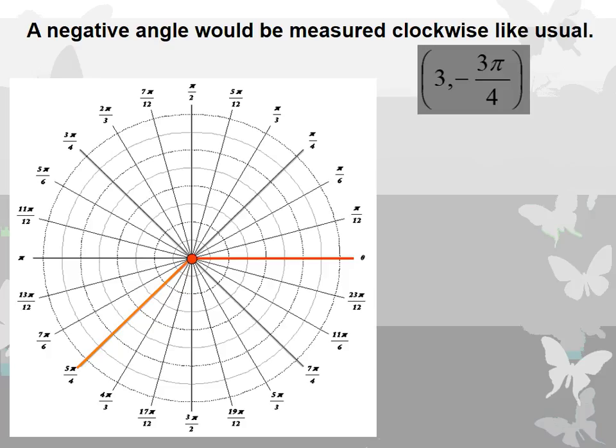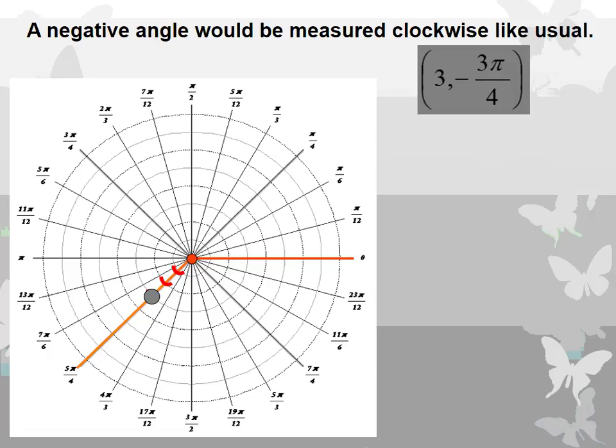2 pi is 8 pi over 4, right? Negative 3 pi over 4 plus 8 pi over 4 should give you 5 pi over 4. So if you want to rewrite this point, we can do that in a moment. But I would go then out 3 units on that, and there's my point. So that's 3 comma negative 3 pi over 4.